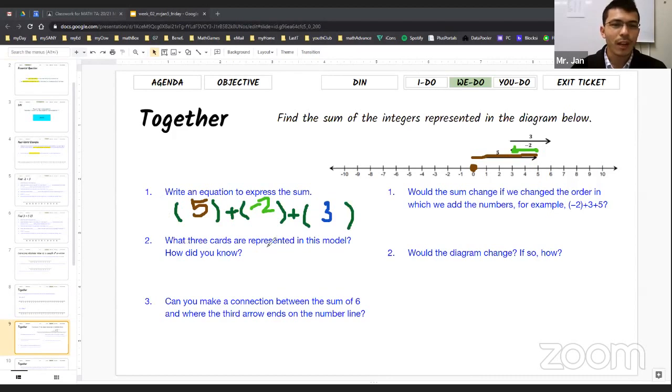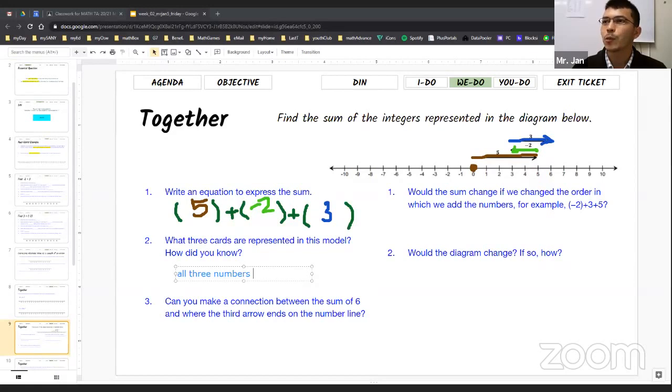Okay. So what 3 cards are represented in this model? How did you know? What might be your answer for this one? So we know the 3 numbers. So 5, -2, 3, right? In this model. And how do you know that? Yes, Jonathan? Because all 3 numbers are expressed with arrows. All 3 numbers? They're expressed with arrows, like they're above the arrows. It says how many they are above the arrows.